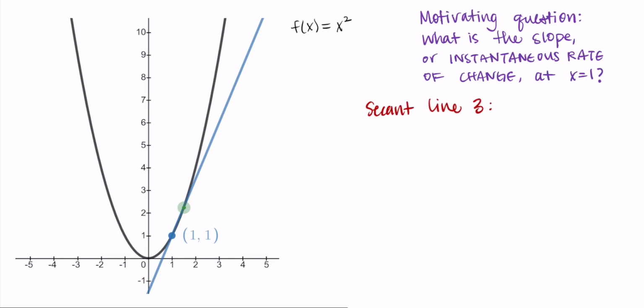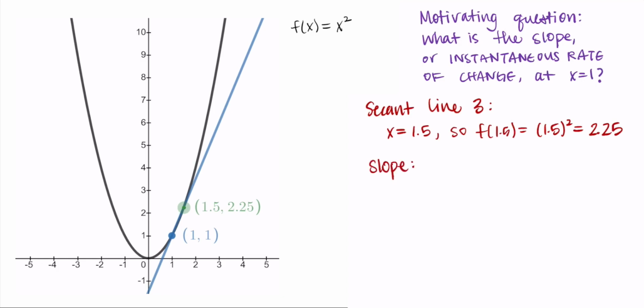For our next secant line, we're going to use the point x = 1.5. Really quick, let's compute the y value that goes with this x value. Using the equation x², 1.5² is 2.25. So that matches our point on the graph: x is 1.5, y is 2.25. Then we can find the slope. We have (2.25 − 1) divided by (1.5 − 1). After some calculations, we find that that is 2.5. So the slope of this secant line is 2.5.